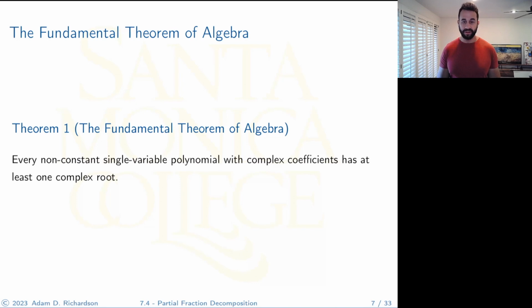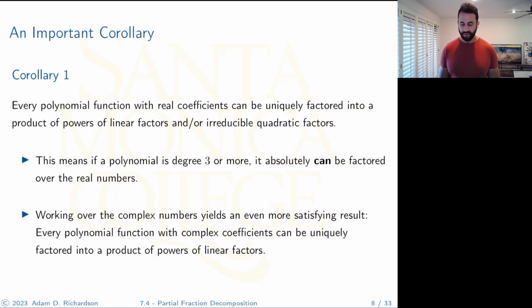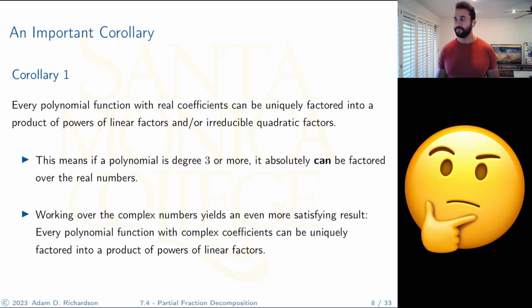There's an important corollary that follows from that. What follows from that is that every polynomial function with real coefficients can be uniquely factored into a product of powers of linear factors and or irreducible quadratic factors. All right? I want you to just ponder this for a minute, and then I'll elaborate with these next 2 bullet points. But just read this corollary a couple of times and see if you can make sense of it in your head.